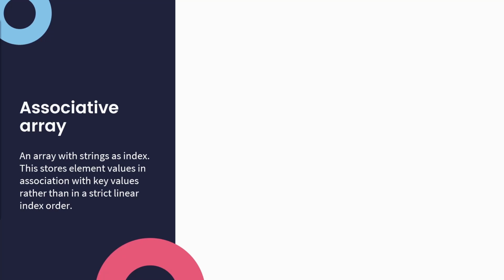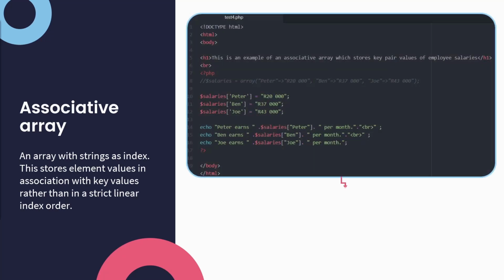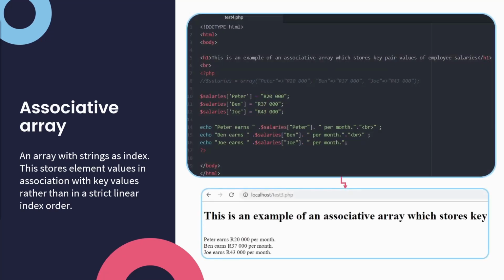There are also two ways to create an associative array, and that is also manually or automatically. And here is an example of an associative array. Let's work through this. So over here, we've got three variables called salaries. Well, actually, they are just one variable if you think about it, because we are just working with an array. And here we are assigning manually.